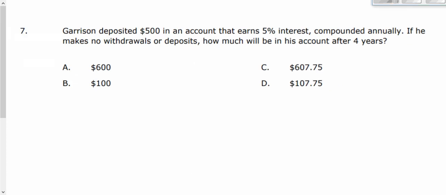Okay, number 7, Garrison deposited $500 in an account that earns 5% interest compounded annually. If he makes no withdrawals or deposits, how much will be in his account after 4 years? Okay, my compound interest formula is A equals P(1 plus R) to the T power.